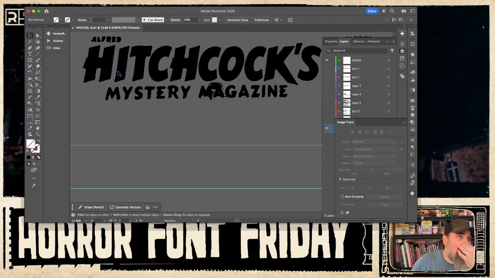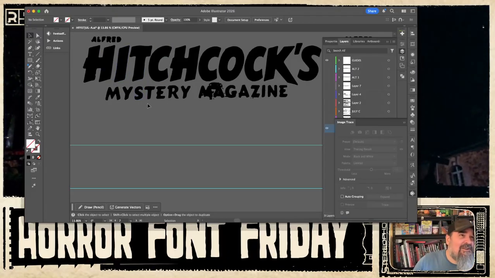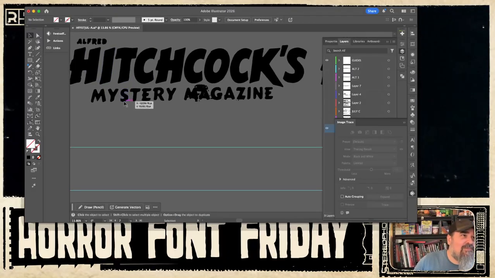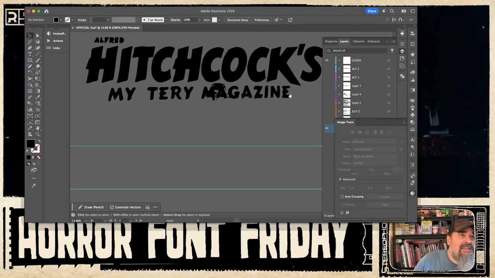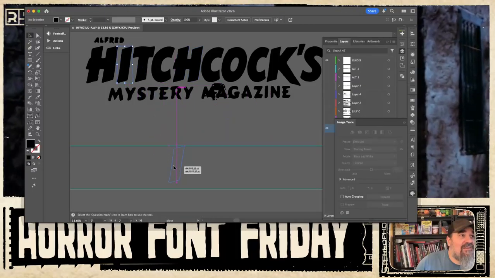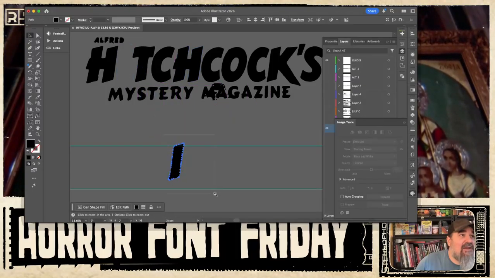So these are two different fonts. You can tell by looking at the S's. But this Hitchcock's one is the one I'm kind of more interested in. There are a lot of similarities between the two, so I think there will be some useful information to be had by all.